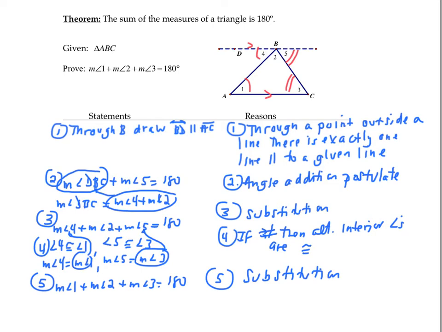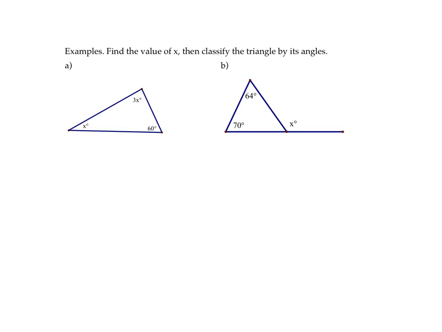So what we just proved is that in a triangle, if you take the three angle measures and add them up, their sum always has to be 180 degrees. So let's take a look at two examples for how we can use this.